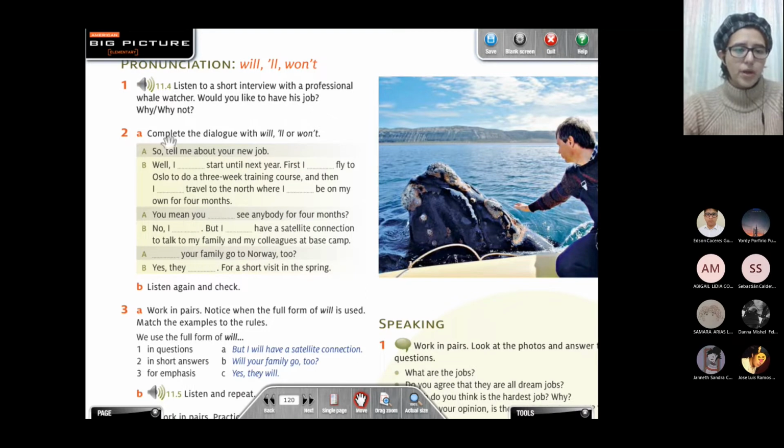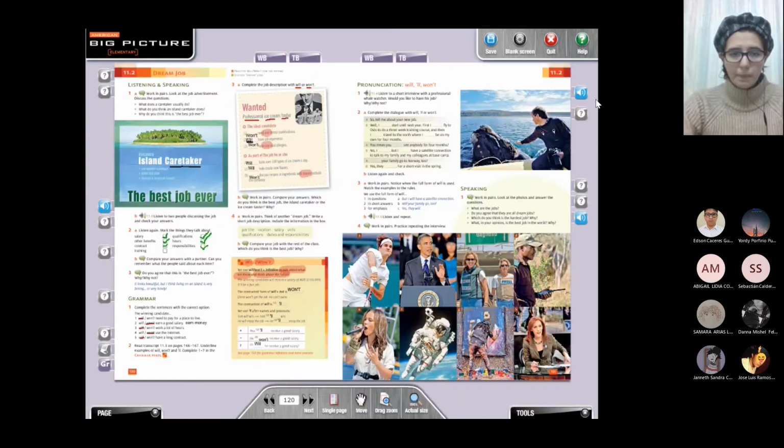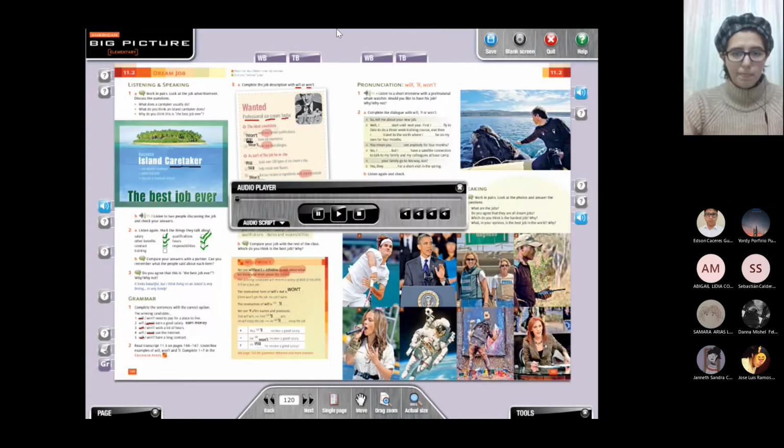Here you have the extract. I want you to choose if you're going to use will, the full form, will en la forma completa, la forma larga, 'll, the short form, the contracted form, o solamente la forma contraída, or won't, negative. Yes? Listen carefully and choose the correct option. So let's do this. Transcript 11.4.